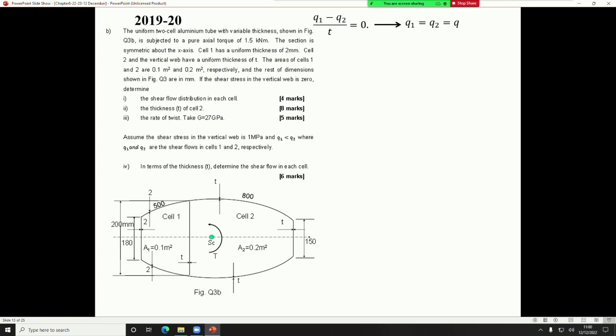Any question in relation to this one? A bit similar to the coursework you submitted last week.